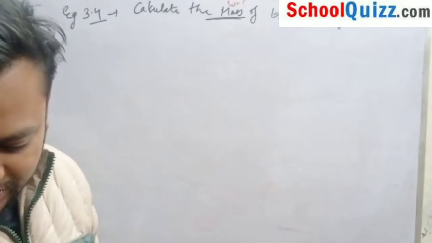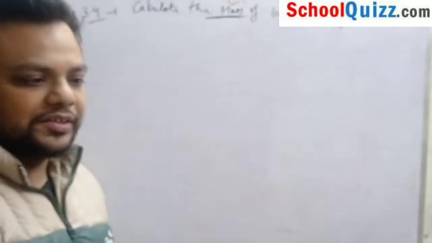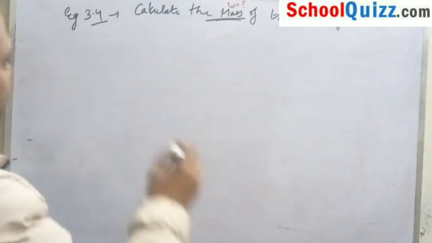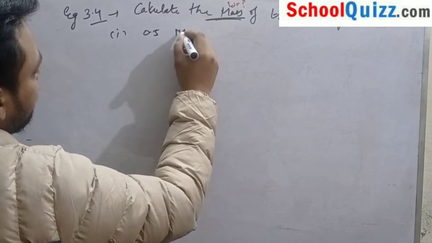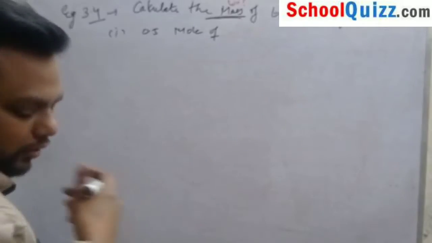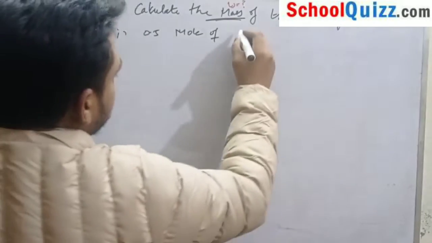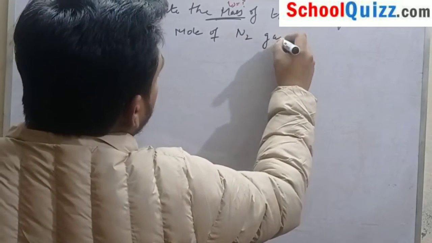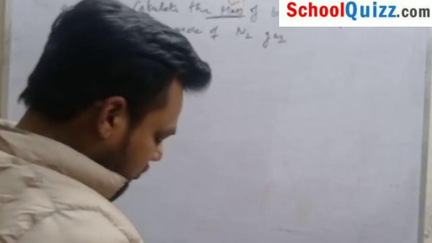And this question has 4 parts. First we will discuss the first 2 parts and then we will discuss the next 2 parts. First one is 0.5 mole of N2 gas. So the first part is 0.5 mole of N2 gas.